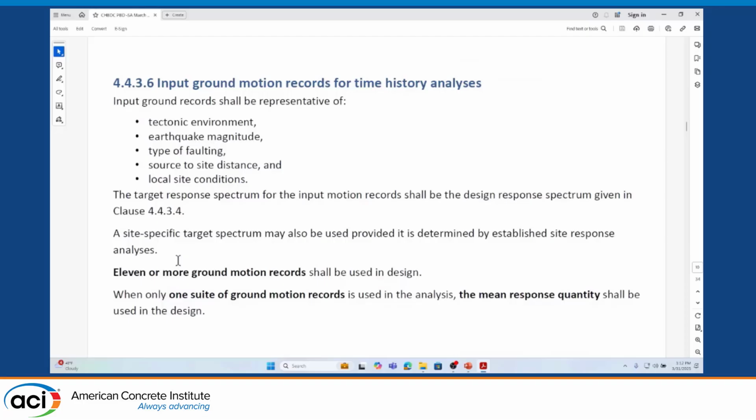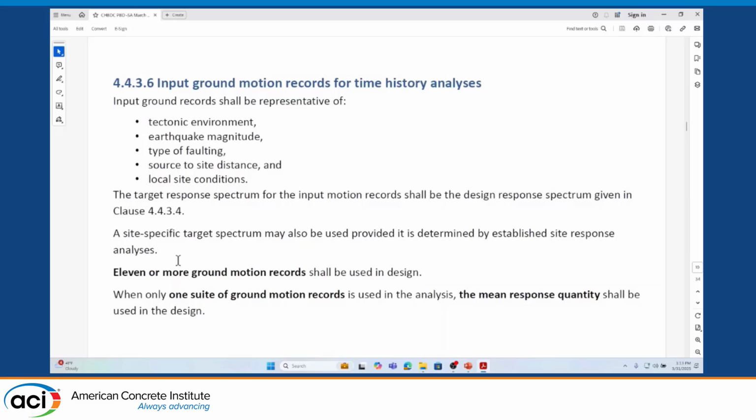In performance-based design, you may have to perform nonlinear time history analysis. For that, you need input ground motions. And these records you have to choose based on the tectonic environment representing that location, earthquake magnitude, type of faulting, source-to-site distance, and local site conditions. You have to choose at least 11 records or more.